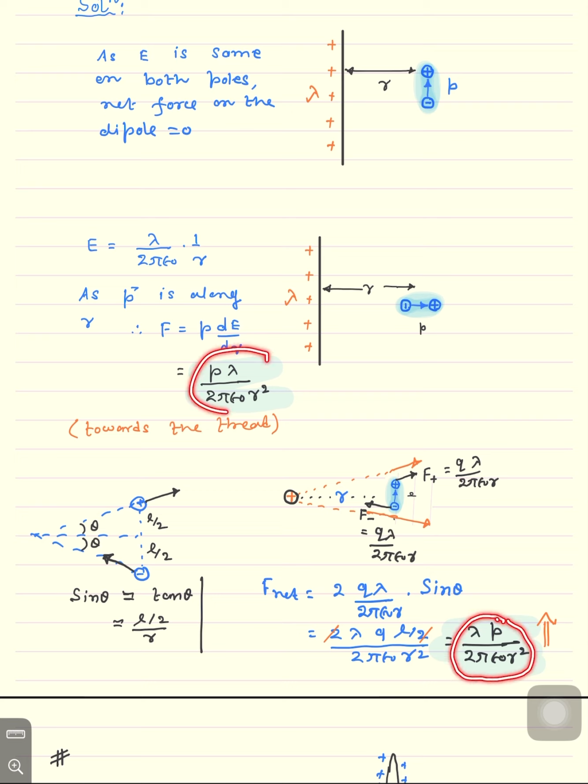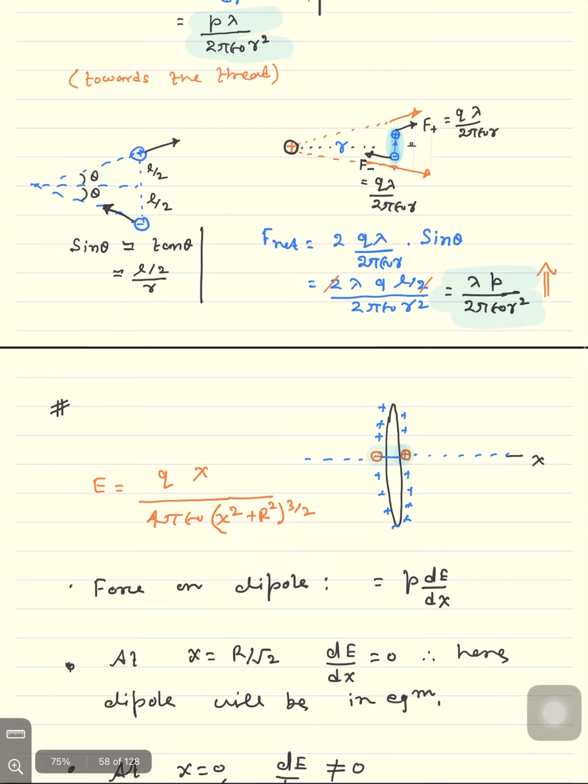Same expression is here, but here the direction is attractive. Here the force is 0. Here the direction will be interesting. It will be parallel to the p vector. You can realize this will have an upward component. This is also an upward component. So in this case, the dipole will experience a force parallel to its own p vector, right?